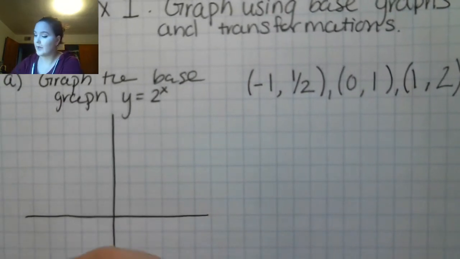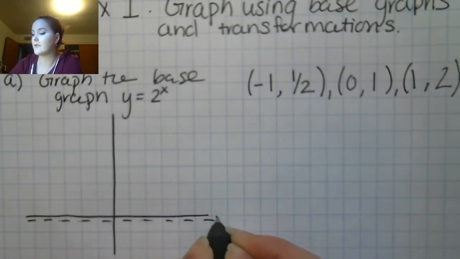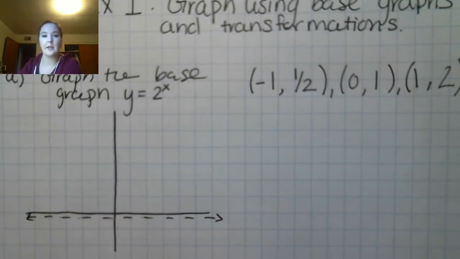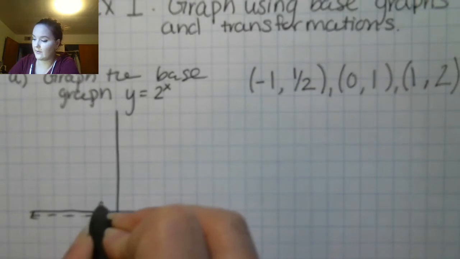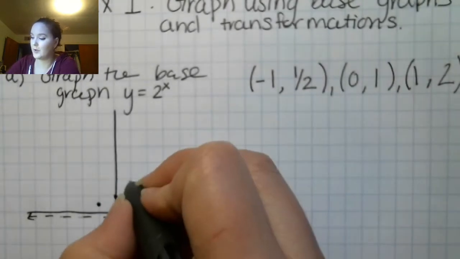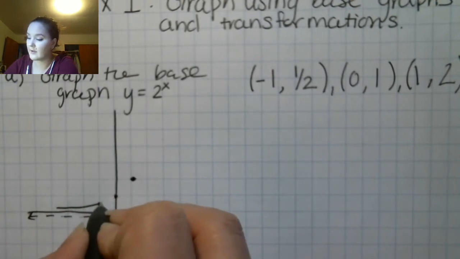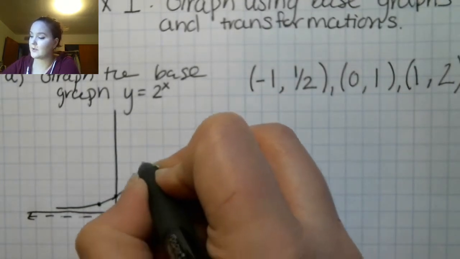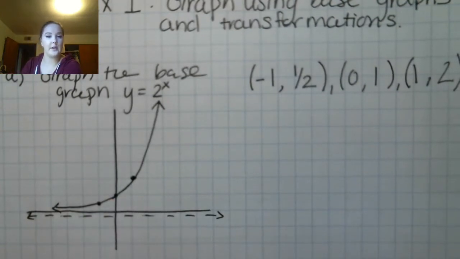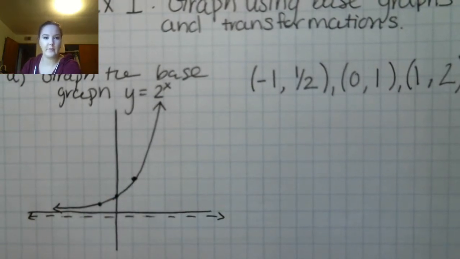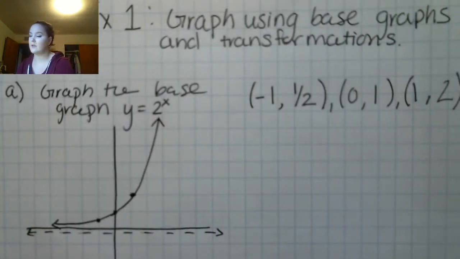So let's look at our base graph. We're going to have that horizontal asymptote along the x-axis here that the graph doesn't cross. And then we're going to graph our 3 key points, -1, 1/2, 0, 1, and 1, 2. Then we're going to draw in this basic shape where it's curved up like this. All right, so that would be the graph of 2 to the x.